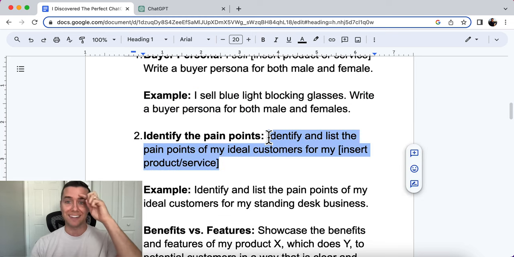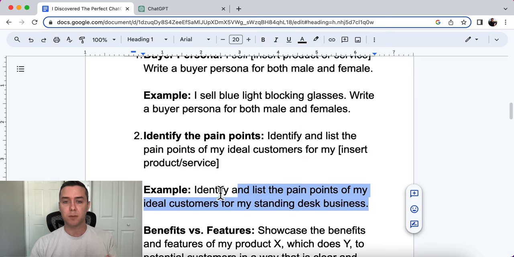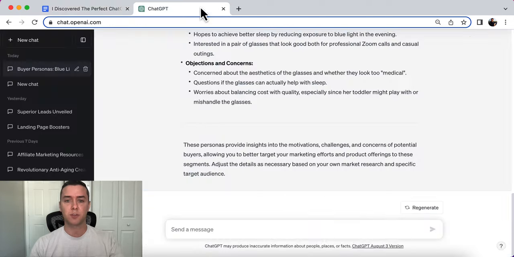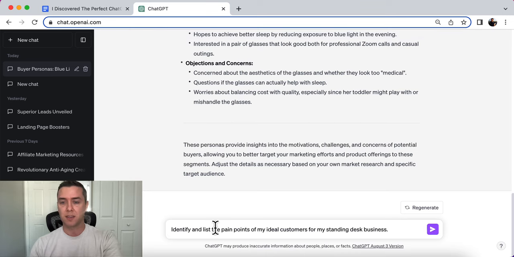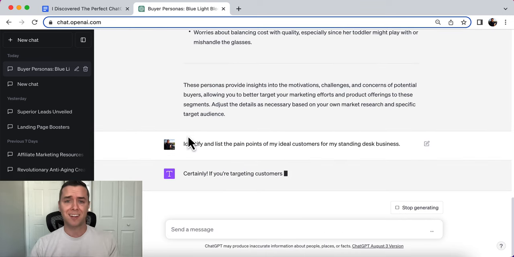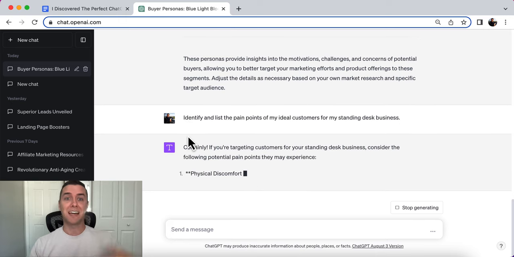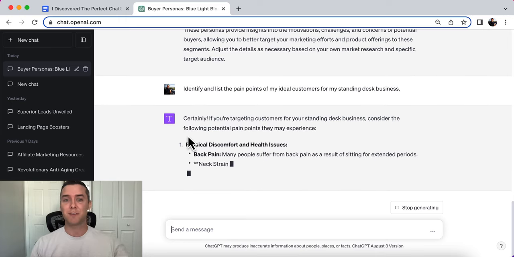So the prompt is this: identify and list the pain points of my ideal customers for my, insert your product. So the example I'm going to be using is I want to identify and list the pain points of my ideal customers for my standing desk business. Okay. I own a standing desk. I love it. I bought it because I didn't want to be in pain. I didn't want to be sitting down for so long.